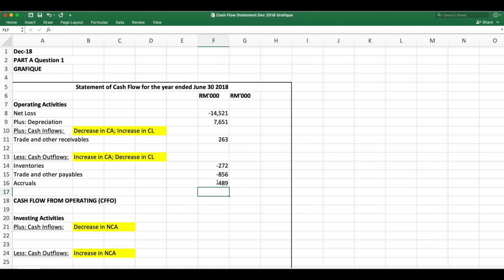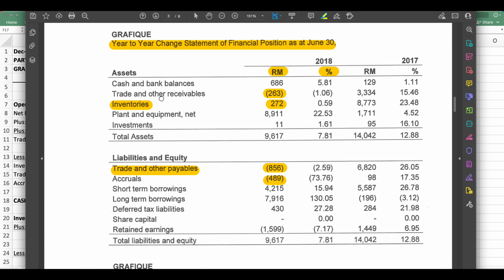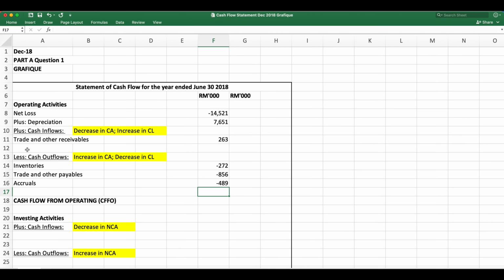Alright. So if we go back to the question and check again, is there any other current asset and liability? So trade and other receivable, we have recorded. Inventories have been recorded. Trade and other payable has been recorded. Accrual has been recorded. Okay, the short term and long term are not current liabilities. They are under financing activities. So there is no more current asset and current liabilities left. So we can sum up.